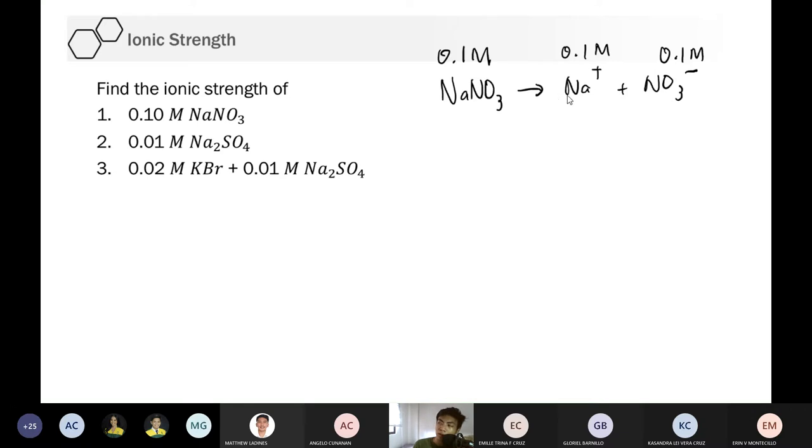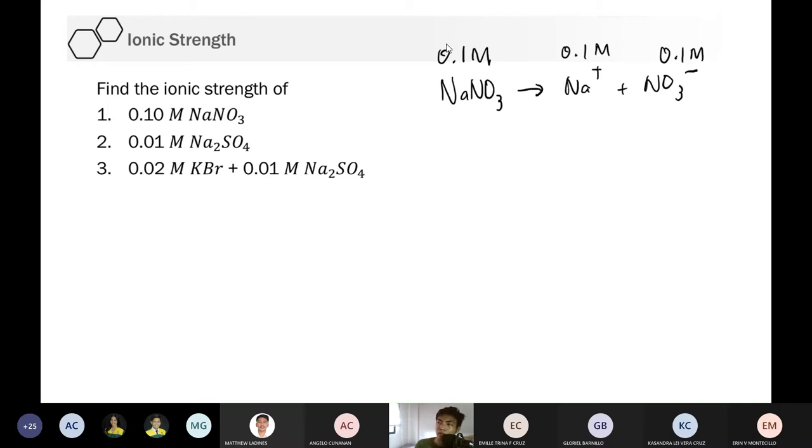Sir, kunwari may times 2 dyan, edi times 2 mo yun. Kunwari may times 3 dyan, edi times 3 mo yun. Okay? So we still follow the law of conservation of mass or basically stoic, no? So, nag-stoic lang tayo dito.